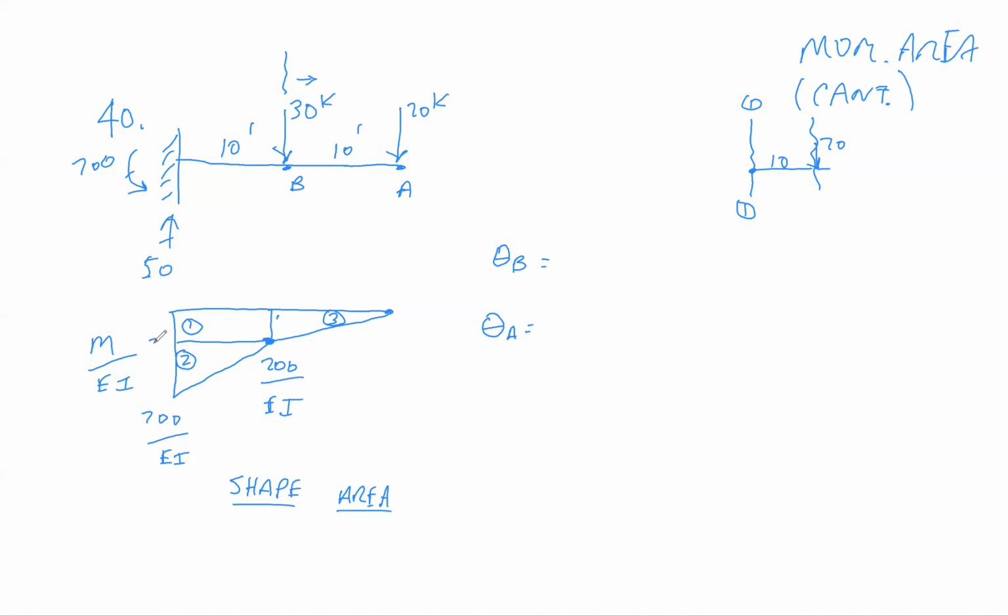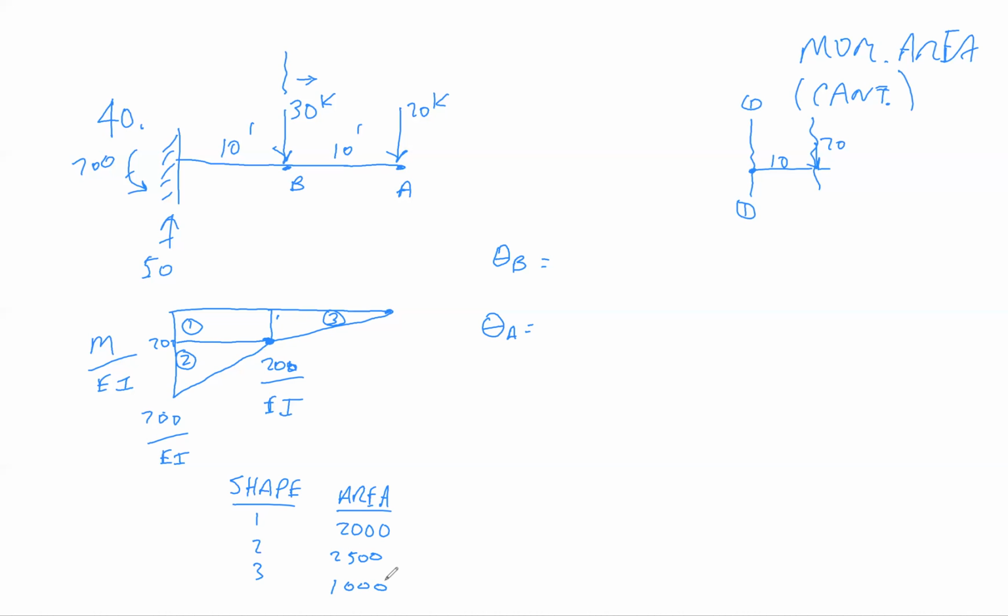Then I have the areas of those shapes calculated. Remember, this point right here is 200. So shape 1 is just 200 times 10, or 2,000. Shape 2 is half of 700 minus the 200, so that's 500. Half of that is 250 times 10, so that would be 2,500. And then shape 3 is half of 200, which is 100, times 10, which would be 1,000. All right, so those are our areas.